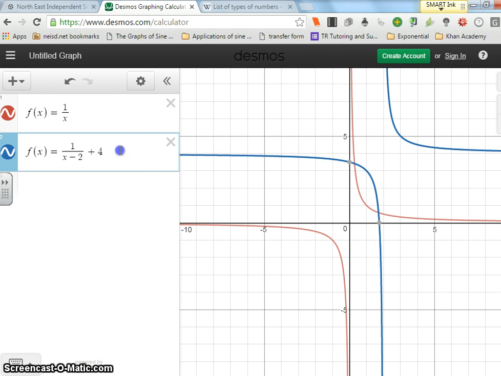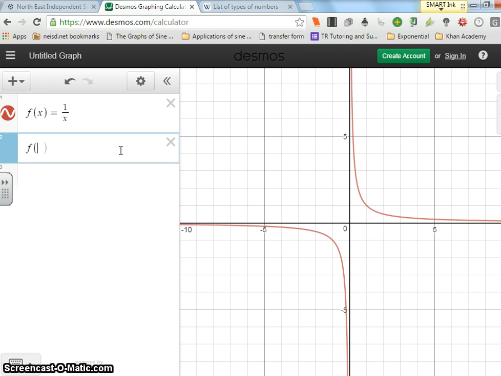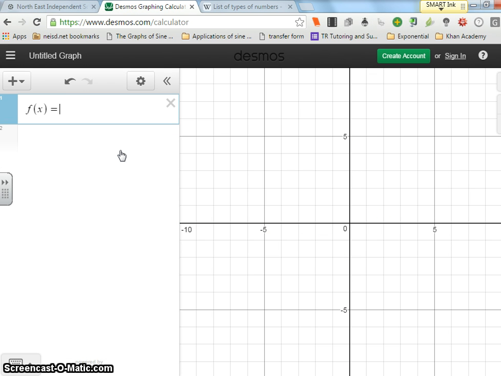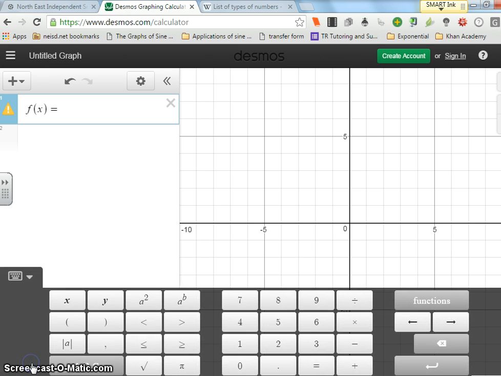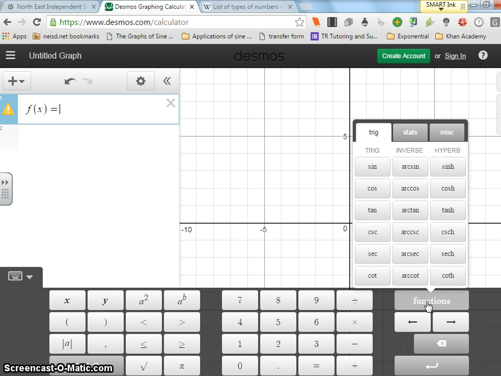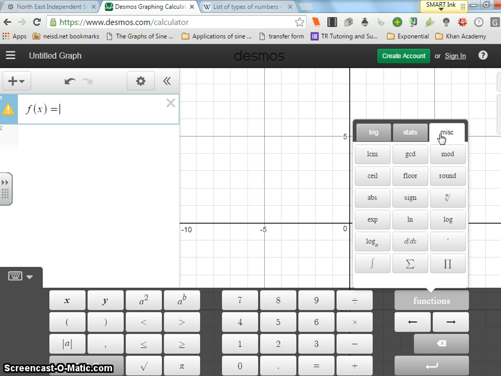Now let's say, for example, that's a rational function. Let's say we want to do a log function. A log function, you're going to go into your keypad. You could type log, but we want to get the base to be changed. So you'll know what I mean, it's a little number under the log. You're going to go into functions, and let's see if I can remember. If you go to miscellaneous here, you can see right here log.